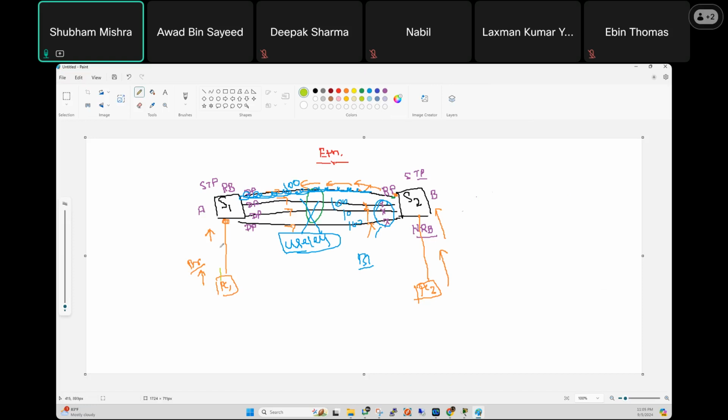Let's suppose if you are sending here, it means 100 Mbps here. And if a packet comes, it means 100 Mbps here. So the total efficiency you are getting is 100 plus 100, how much? 200 Mbps total efficiency. Yes or no? How much efficiency are you getting? 200 Mbps.